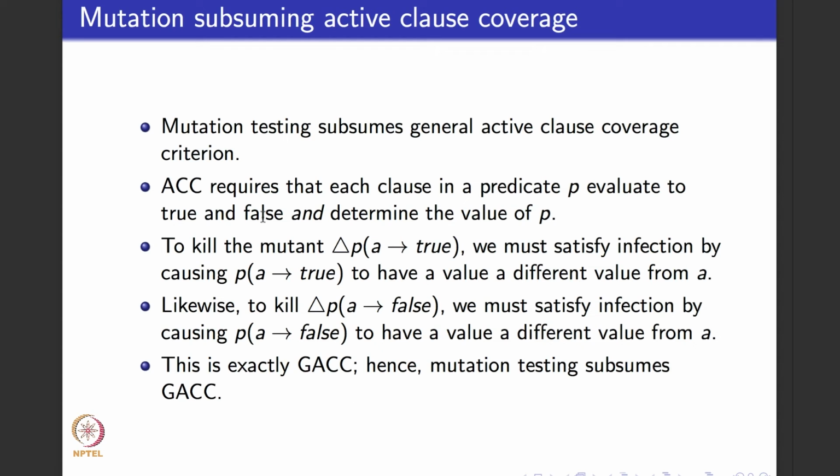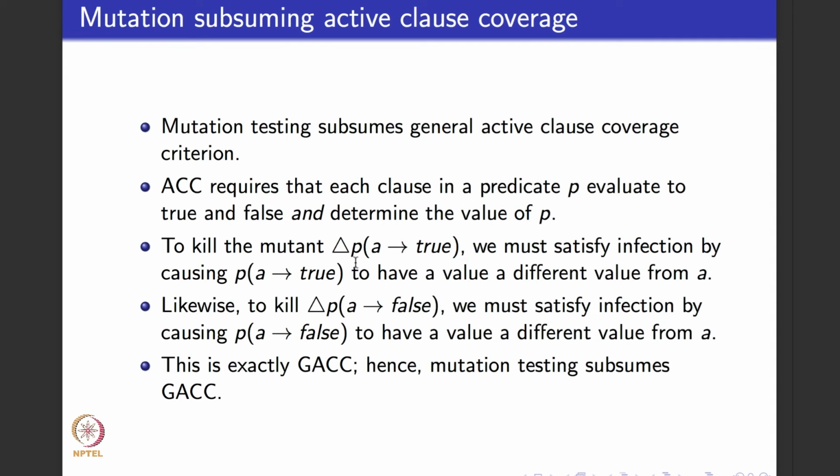So ACC, what does the ACC criteria require? Active clause coverage criteria requires that each clause in a predicate evaluate to true once and false once, and while doing so also determine the value of the predicate. Which means the value that the predicate takes when the clause is true should be different from the value that the predicate takes when the clause is false.